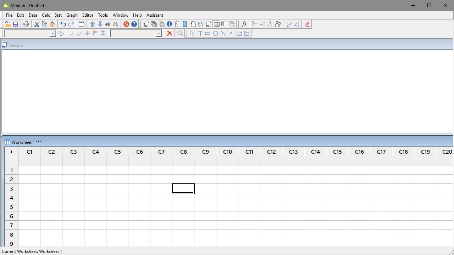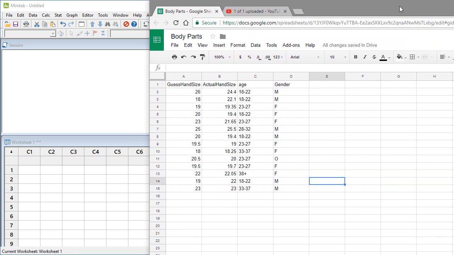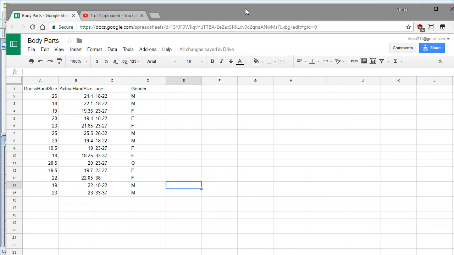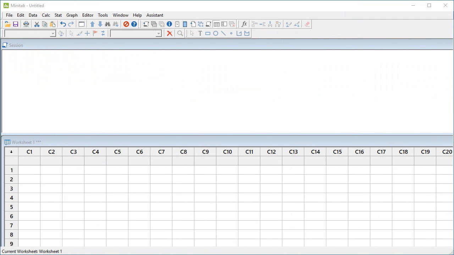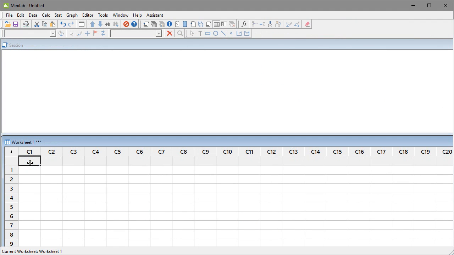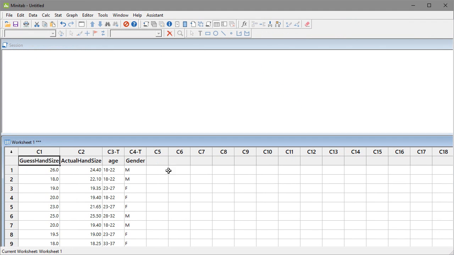we are going to work on analyzing and looking at some real data. So first of all, here is that body part data right there, and what we're going to do is copy it, and then come over here and paste it in.